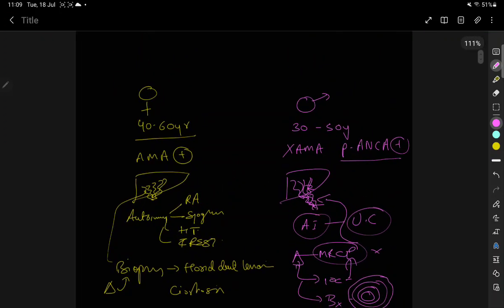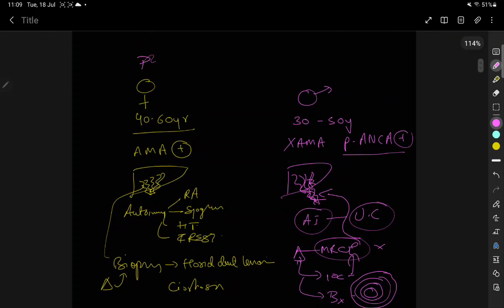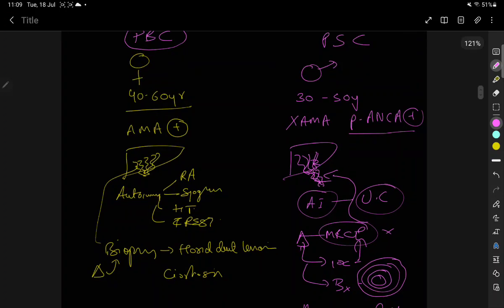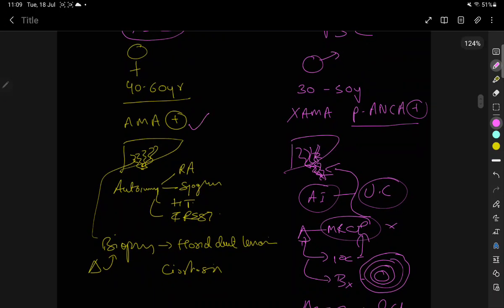So here we are talking about two conditions, primary biliary cirrhosis and primary sclerosing cholangitis. Primary biliary cirrhosis: a female with anti-mitochondrial antibody positivity, intrahepatic bile duct lesions, and a number of autoimmune diseases is going to present on biopsy with florid duct lesions, which are granulomas, and cirrhosis is the long-term complication.